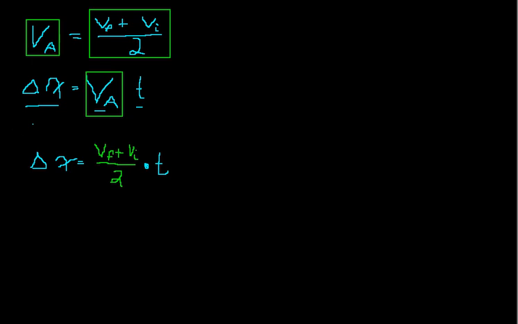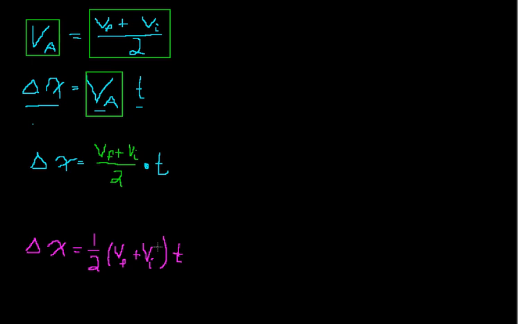And now we've got it right here in front of us, you can rewrite this, let's pick pink, as delta x is going to be equal to 1/2, that's what this over 2 is, times (vf plus vi) times time.